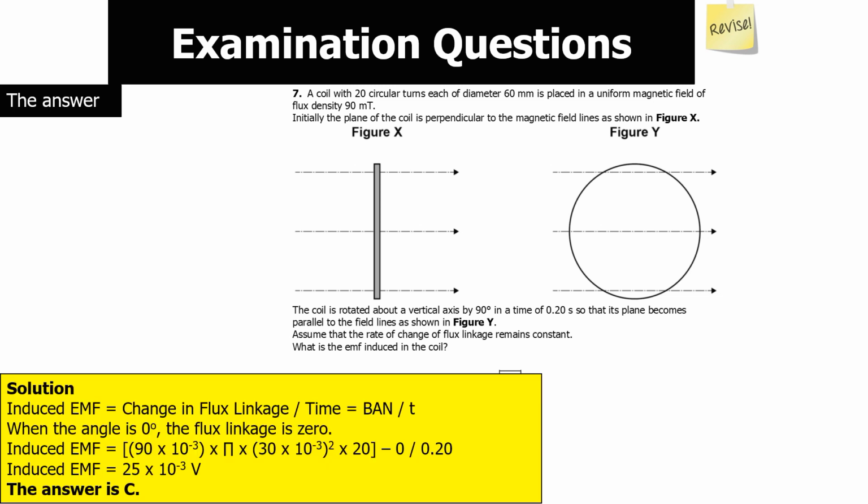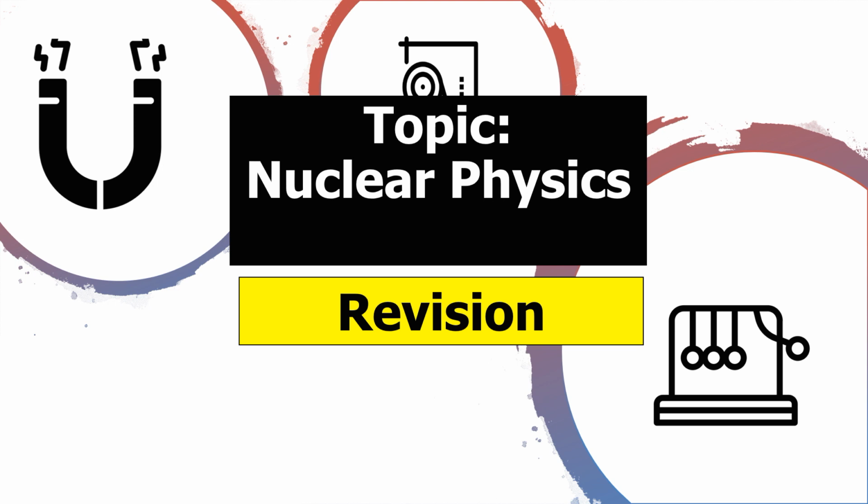Right, so we know induced EMF is equal to the change in flux linkage divided by the change in time. Now when the angle is 0 degrees, the flux linkage is 0. When the angle is at 90 degrees, it's BAN: 90 times 10 to the minus 3, times the area, which is pi r squared, so pi times 30 times 10 to the minus 3 squared. Remember the diameter is 60 millimeters, so the radius is 30 millimeters. Then you times it by 20, the number of turns, and divide all that by the time, 0.20. Our answer is 25 times 10 to the minus 3 volts. Our answer is C.